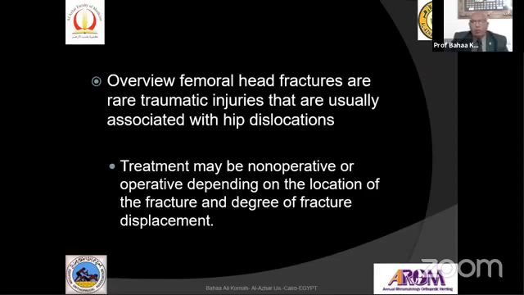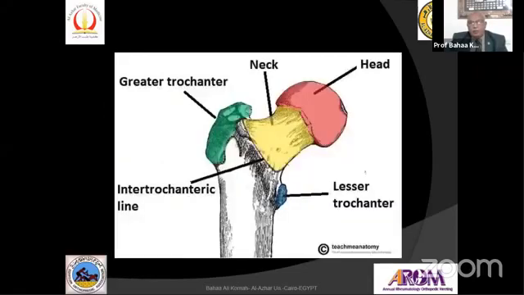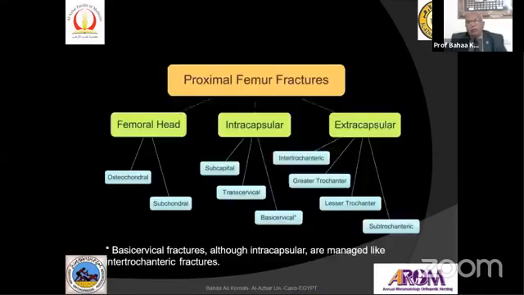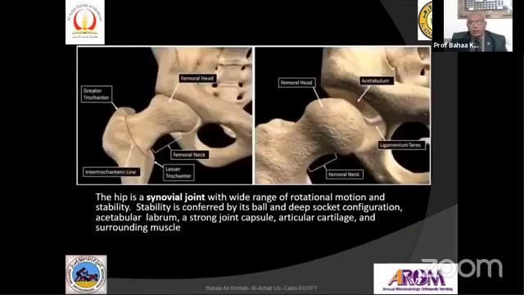Treatment may be non-operative or operative depending on the location of the fracture and the degree of fracture displacement. This is the part we are going to speak about. This is the red one. This is the fracture of the head of the femur. And the proximal femoral fracture can be classified into intracapsular or extracapsular, and femoral head fracture, which is subdivided into osteochondral and subchondral fractures.